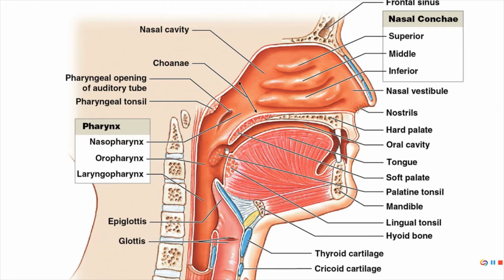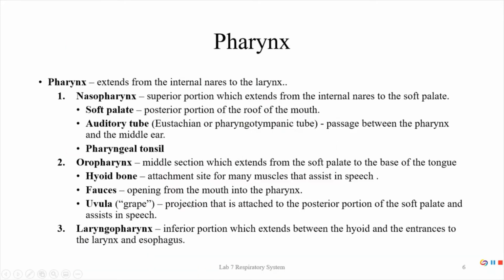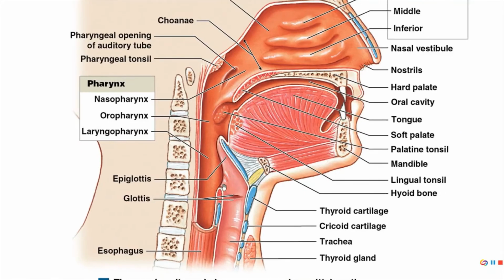Now, lastly, we're going to go into the laryngopharynx, the most inferior part from the hyoid down to where we go to the larynx and the esophagus, where that junction is. Because of this, you can choke. So right here, we have this junction. You can go to the esophagus, or you can go down into the larynx to the trachea to breathe.